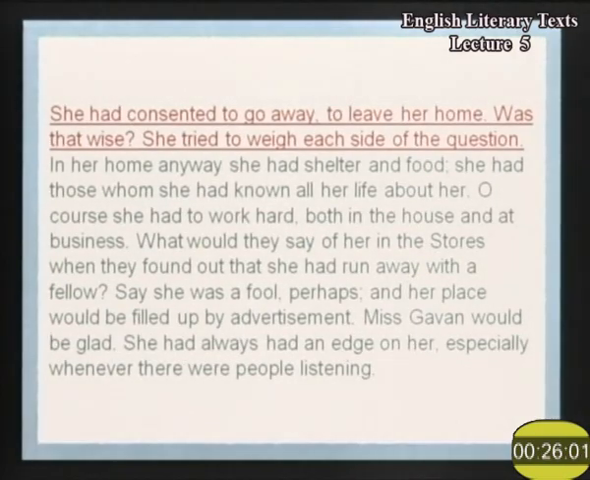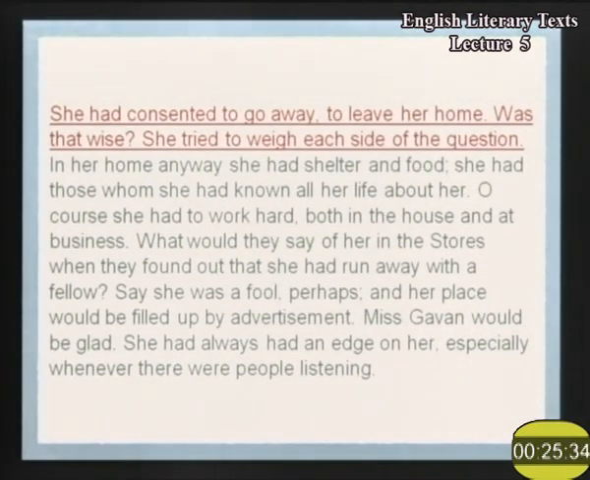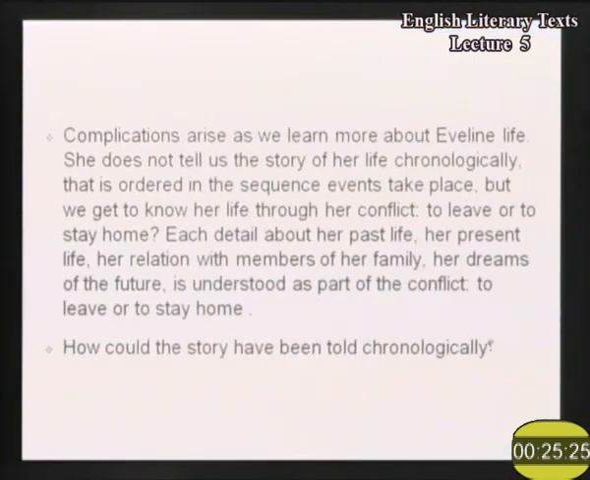We clearly know that she is not determined yet, and she is not sure what to do, although she had consented to go away. And in a couple of paragraphs after that, we will know that she is about to leave in that moment, and yet she is still thinking backward and forward whether this is the right step to take or not. And so complications arise as we learn more about Evelyn's life.